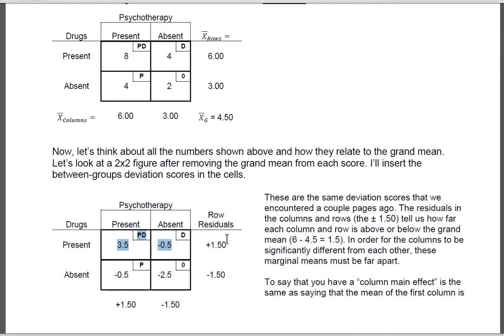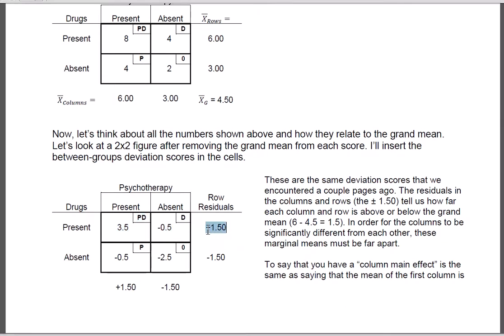And if you look at the individual scores, you'll find that the people in this row are on average 1.5 points above the grand mean. So this is the benefit. This is literally the average benefit of getting drugs. This is literally the average benefit of getting psychotherapy. And so you can see that there's a deficit for people who don't receive any of these. They have very low scores, negative 2.5 on average, below the baseline.